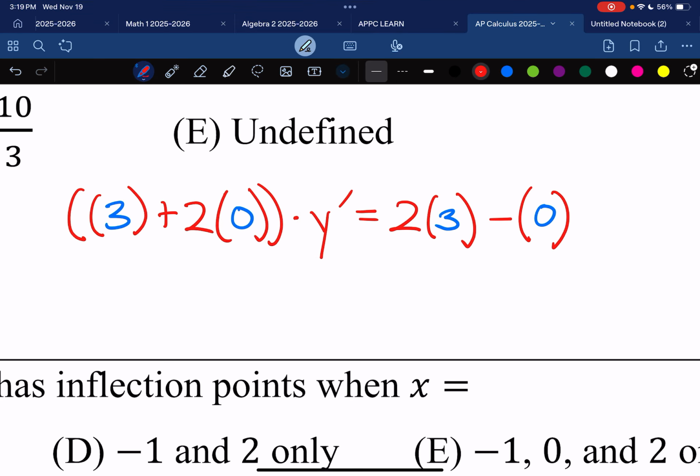Let's simplify as much as possible. 2 times 0 is 0, and 3 plus 0 is 3, so this is going to be 3 y prime on the left, equal to 6. Divide both sides by 3, and y prime is equal to 2. What an easy value to plug in.